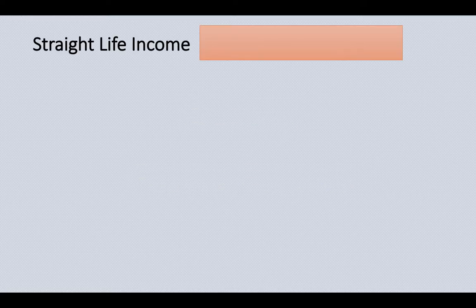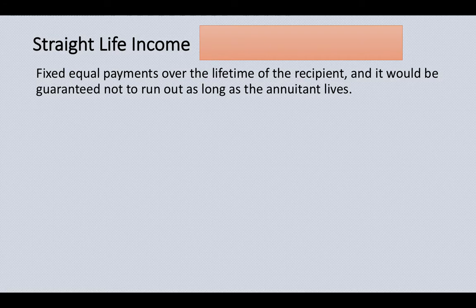Okay, first is straight life income. It's also called a pure life income. Say fixed equal payment over the life of the recipient, and it would be guaranteed not to run out as long as the annuitant lives. So okay, let's see an example. Say you, age 60, currently own a $1 million annuity contract.